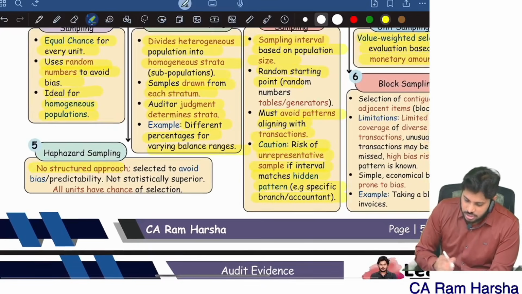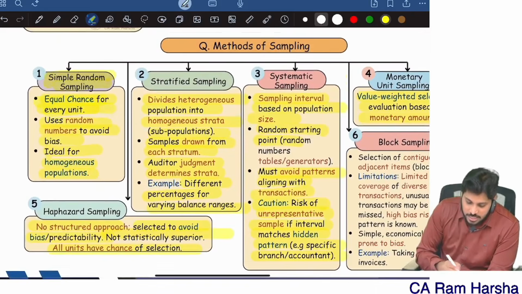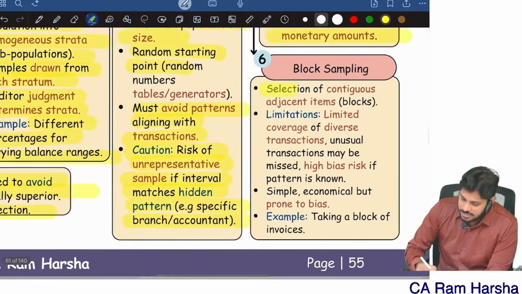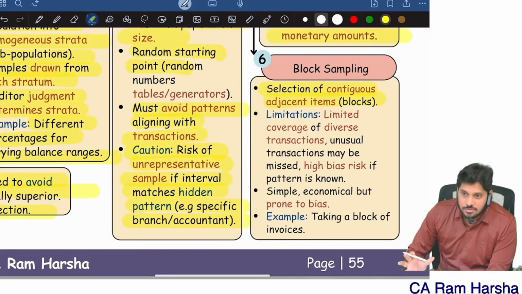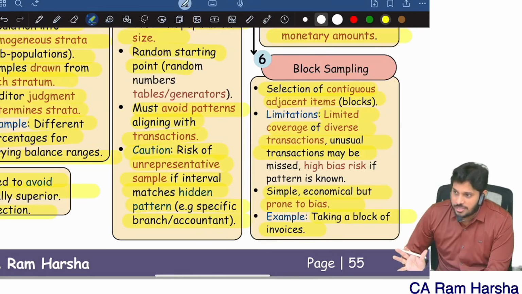Haphazard sample: no structured approach. The auditor will be avoiding bias, by the way, but this is not statistically superior. All units will have a chance of selection, whereas in simple random sampling, equal chance of selection will be there. Yes or no? Next, block sampling: selecting continuous items, adjacent blocks, limited coverage of diverse transactions, simple, economical, but prone to bias. Example: taking a block of invoices, easy.